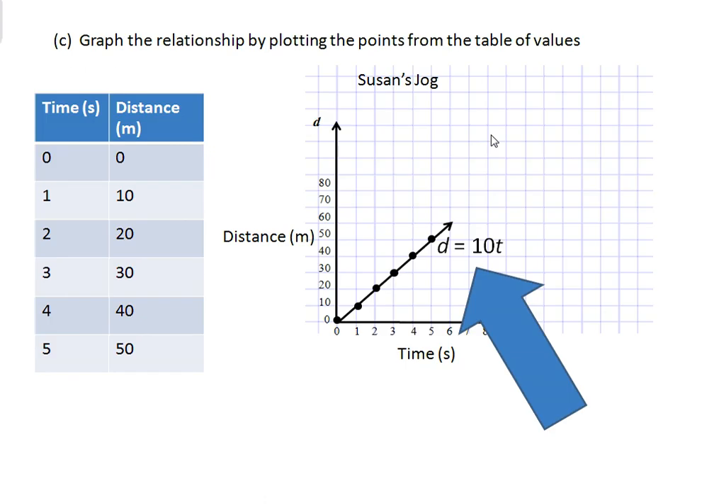Now that we have the equation, it's important to note that we always include the equation in the graph. So if we have created a graph and an equation, it is customary to write the equation next to the line to give it a name.